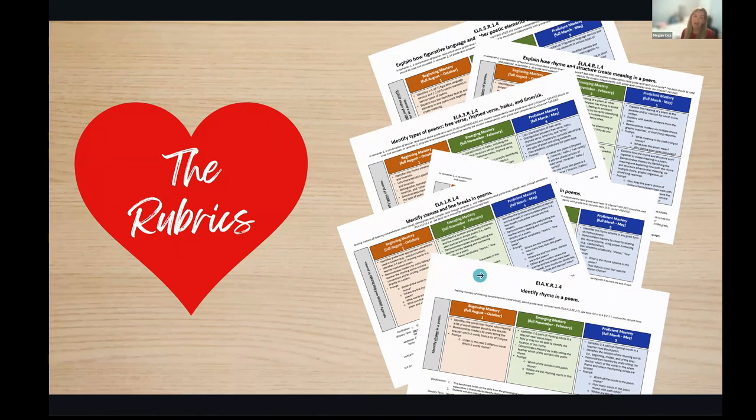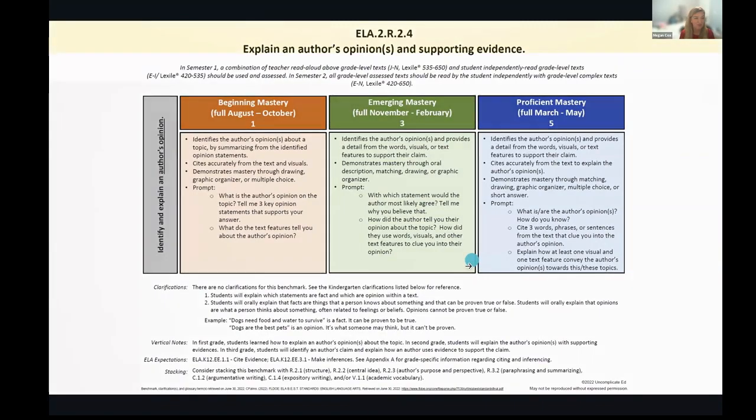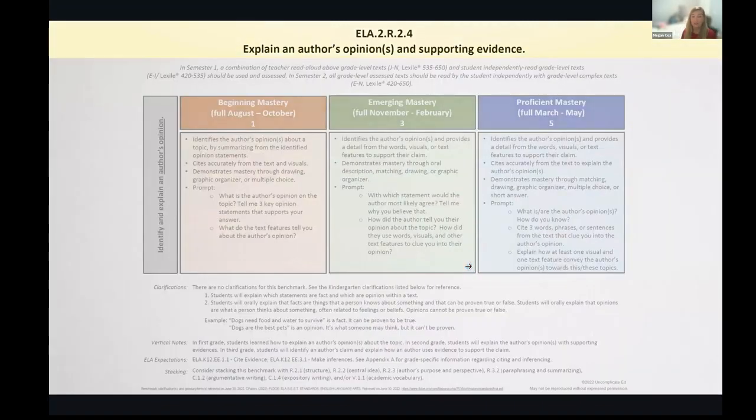So like we said, at the heart of our roadmap are going to be our rubrics. We're going to dive on into what those look like. This is a second grade example. At the very top, you're going to see the standard and the benchmark. We're going to look at explaining an author's opinion and supporting evidence. This is the argument portion for the strand or the standard.